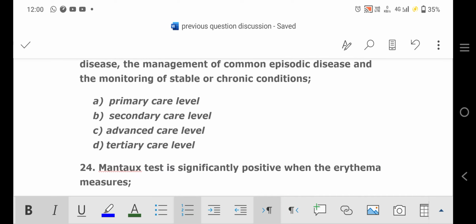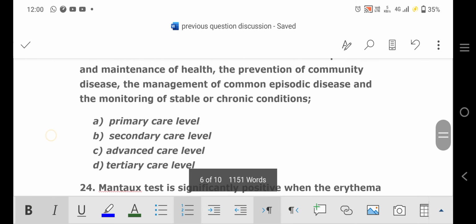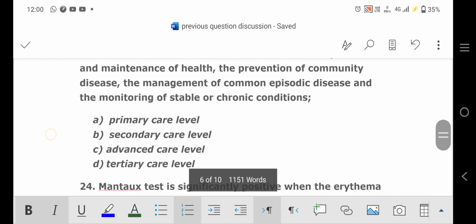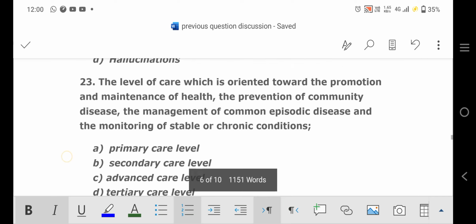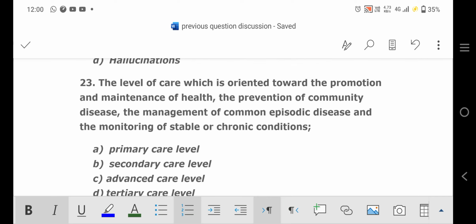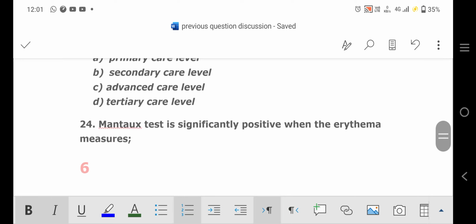Option A, primary care level. Option B, secondary care level. Option C, advanced care level. And option D, tertiary care level. Here the answer is option A, primary care level. With primary care level, we will focus on the promotion and maintenance of health, the prevention of community diseases, the management of common episodic diseases, and the monitoring of stable or chronic conditions.